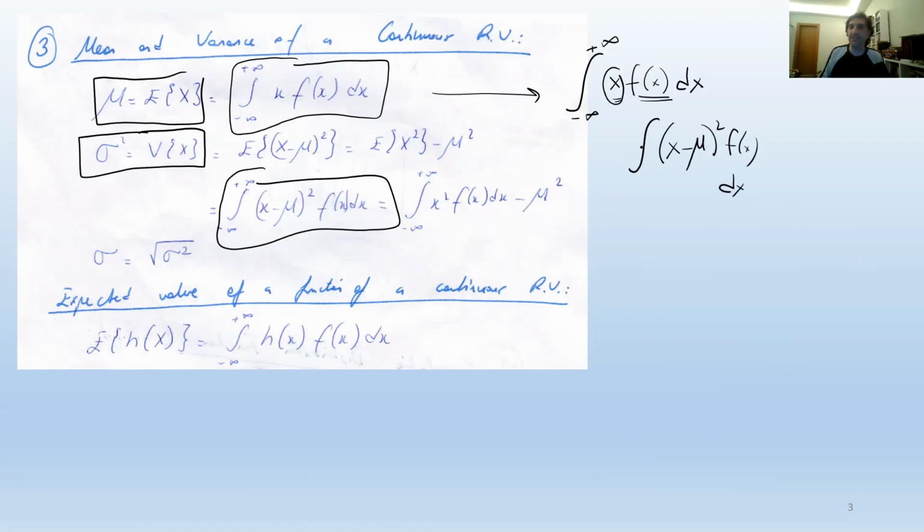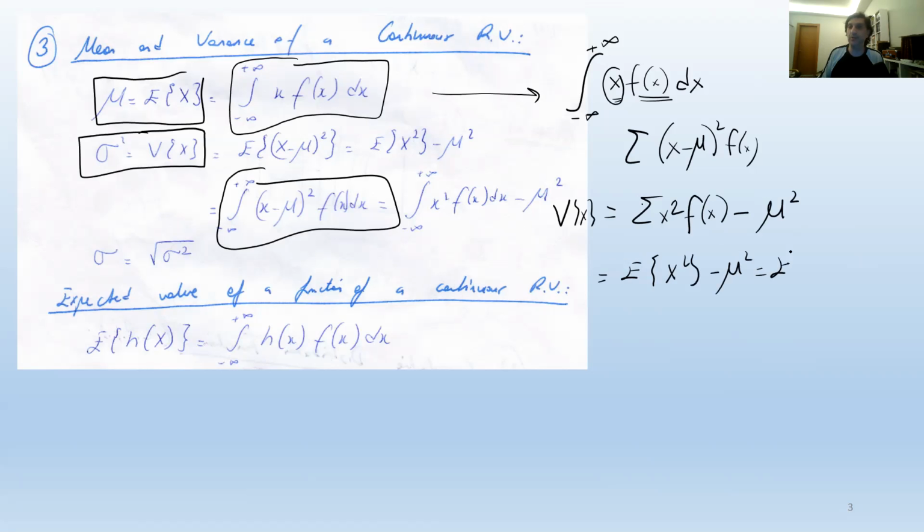And note that previously, when this was a summation, I think in the bonus materials I've shown you that the variance of x for discrete random variables, which is the expected value of x minus mu squared, is also equal to the expected value of x squared minus mu squared. I have actually shown the proof of this in the bonus material.